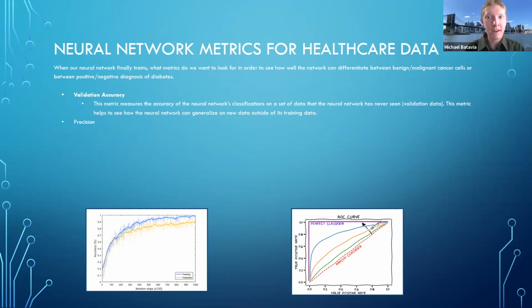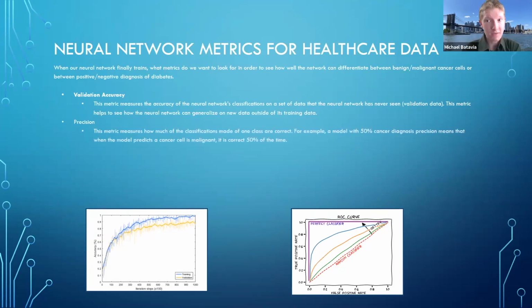And by definition, validation accuracy is how accurate the neural network is. And it's good because it kind of generalizes a bit out of its training data. And the most common thing you're going to probably report is validation accuracy.